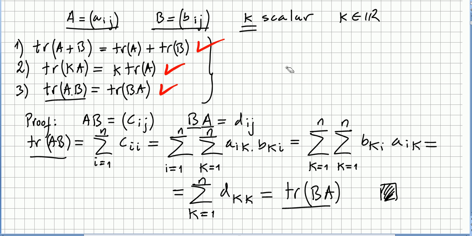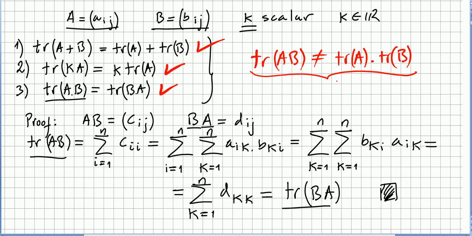I just want to call your attention, before I move on, to the fact that in general the trace of AB is different from the trace of A times the trace of B. You can pick any example and you will find so many examples where this doesn't happen. So in general, the trace of AB is not the same as the trace of A times the trace of B, so you don't see that here.